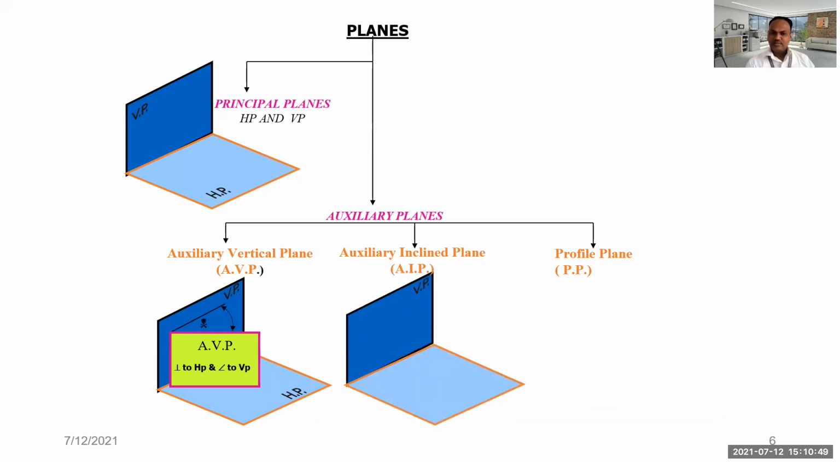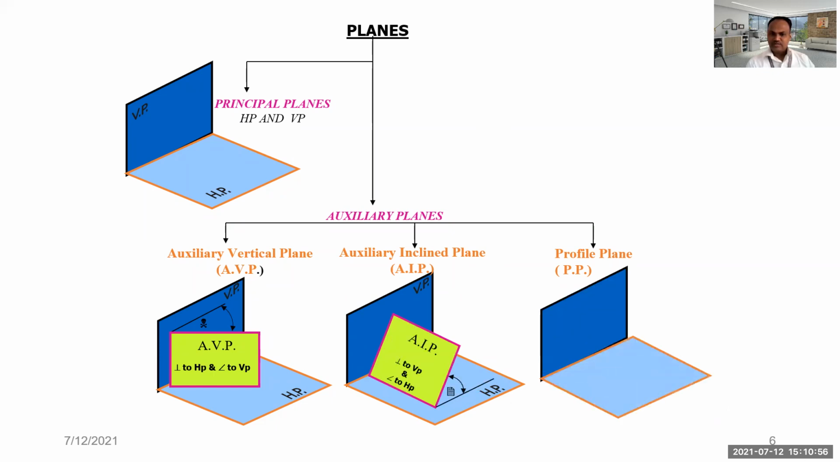Auxiliary inclined plane is inclined to both the planes. And the profile plane is this one, the third one. So this will be called a profile plane.